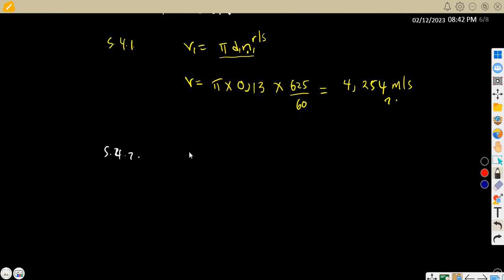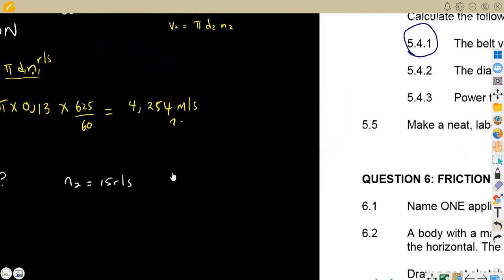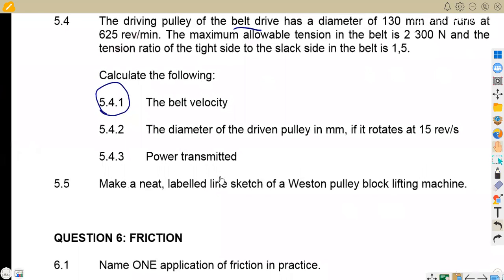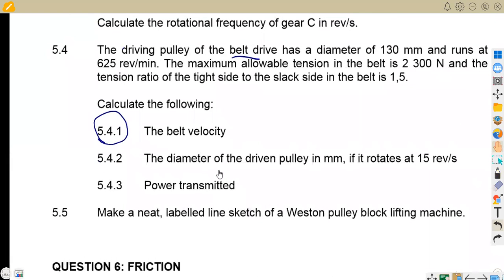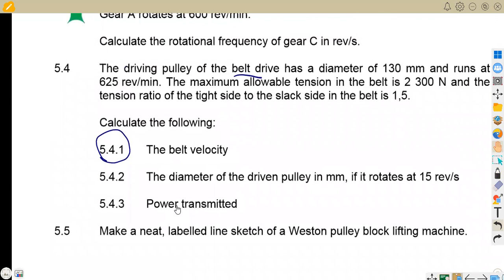So we are asked to calculate the diameter in this case for the driven pulley. We can refer to this as D2. And we are given the speed for the driven pulley, which is our N2, which is 15 revs per second. So how can we calculate D2? Remember, guys, let's check what we are given. 15 revs per second. Exactly. So we're given N.